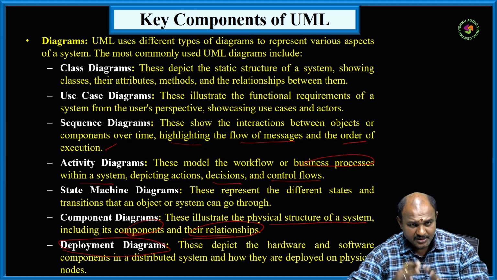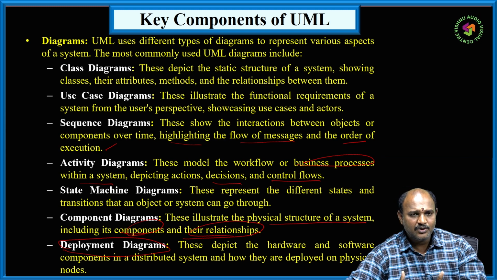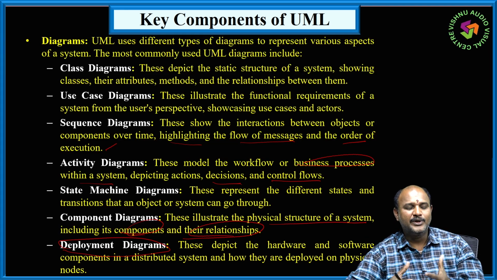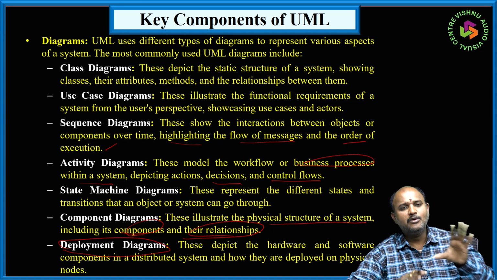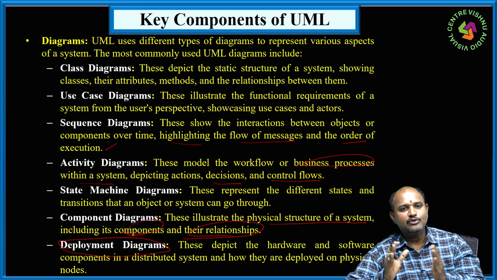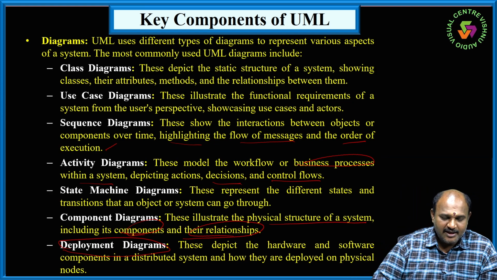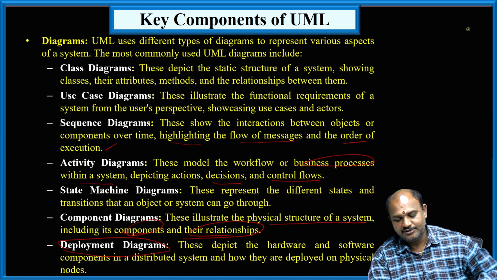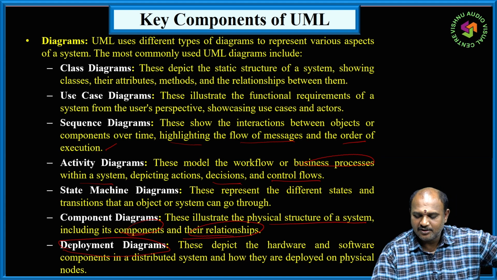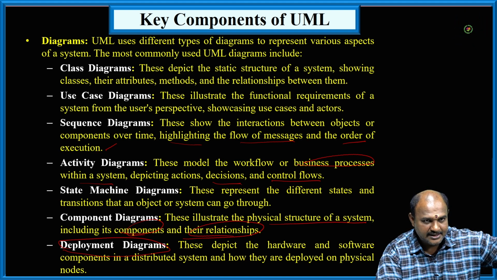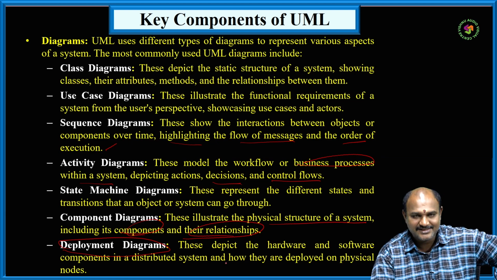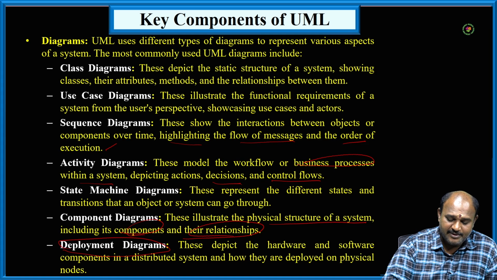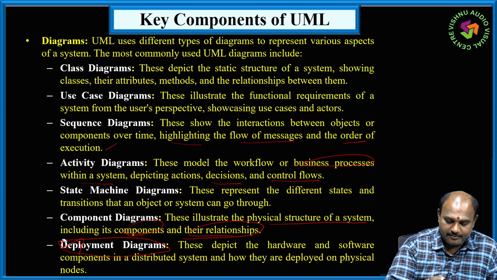So this can be represented with some nodes, like the server is one node, the cloud is another node, and a set of components including their relations is also one of the nodes. How they interact from one node to another node, everything we have to show in this deployment diagram. I'm reading this statement: it depicts the hardware and software components in a distributed system, how they are deployed on the physical nodes. That will be discussed in this deployment diagram.